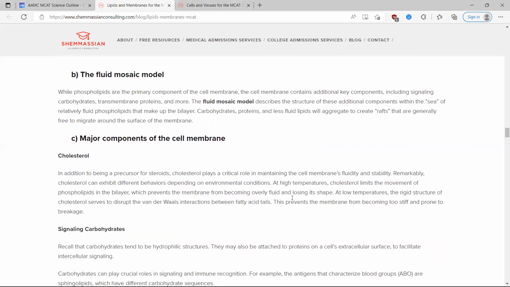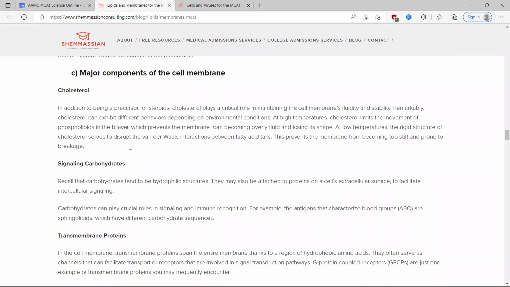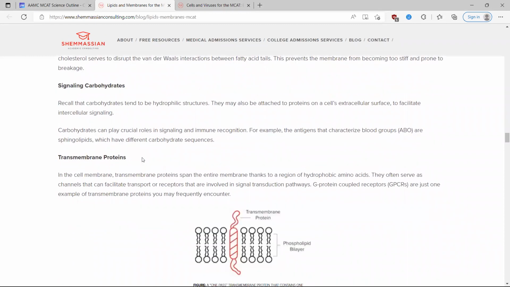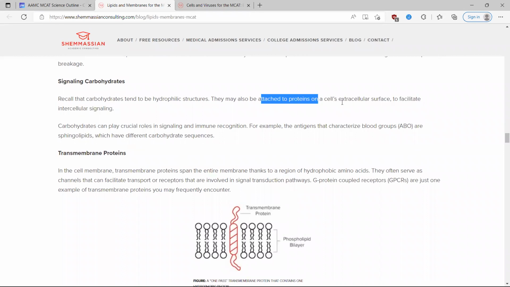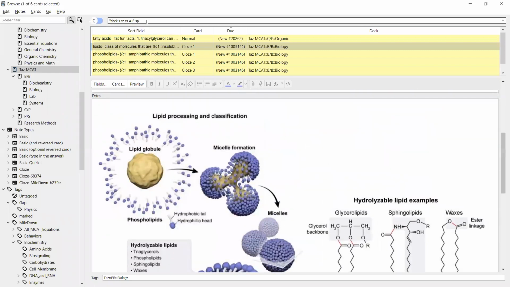We talked about the fluid mosaic model. We talked about how carbohydrates, proteins, and less fluid stuff aggregate to create rafts that kind of float around on the surface of the membrane. We talked about cholesterol being in the cell membrane. We talked about signaling carbohydrates that are attached to the proteins on the extracellular surface that facilitate intracellular signaling, because carbohydrates can be recognized for signaling. And yeah, immune recognition, right? Because ABO blood grouping is based on sphingolipids, right? We showed you how the sphingolipid at the top can have a carbohydrate.